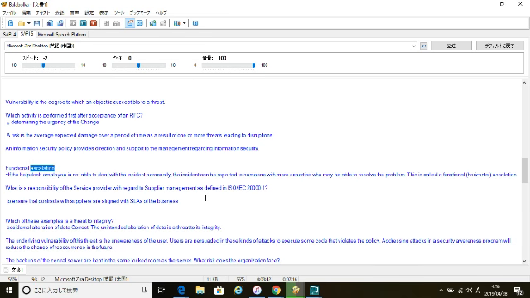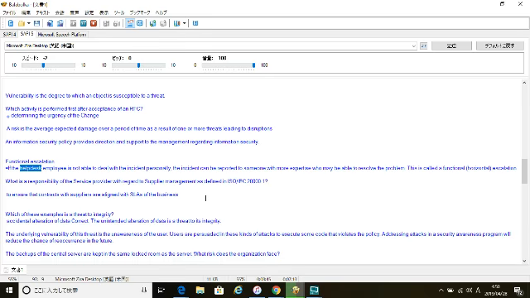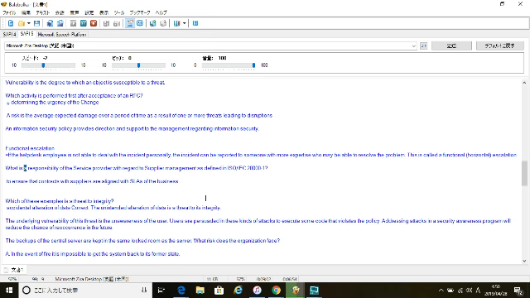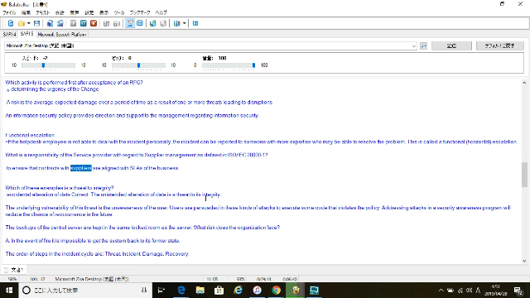Functional escalation. If the help desk employee is not able to deal with the incident personally, the incident can be reported to someone with more expertise who may be able to resolve the problem. This is called a functional, horizontal, escalation. What is a responsibility of the service provider with regard to supplier management as defined in ISO/IEC 20000? To ensure that contracts with suppliers are aligned with SLAs of the business.